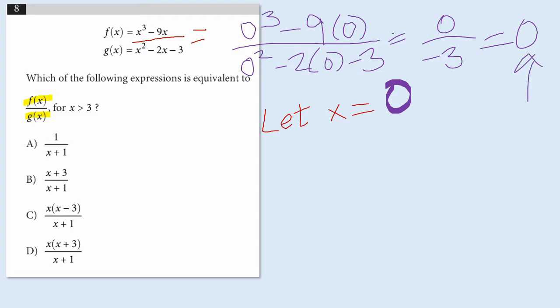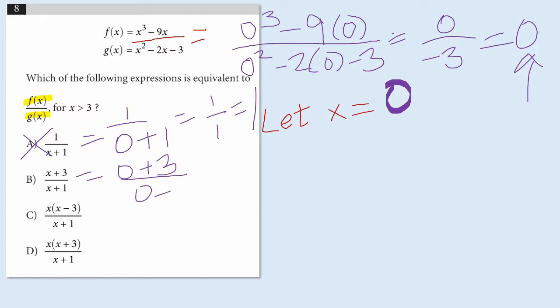So let's do the same substitution to check the answer choices, and if we don't get 0 as a result, we can eliminate it. So for answer choice A, I'll have 1 over 0 plus 1, which is equal to 1 over 1, which is 1. Well, that's not equal to 0, so I can eliminate A. Let's look at B. When I substitute 0 in for x, I have 0 plus 3 over 0 plus 1, which is 3 over 1, which is 3. That's not equal to 0 either, so I can eliminate B.